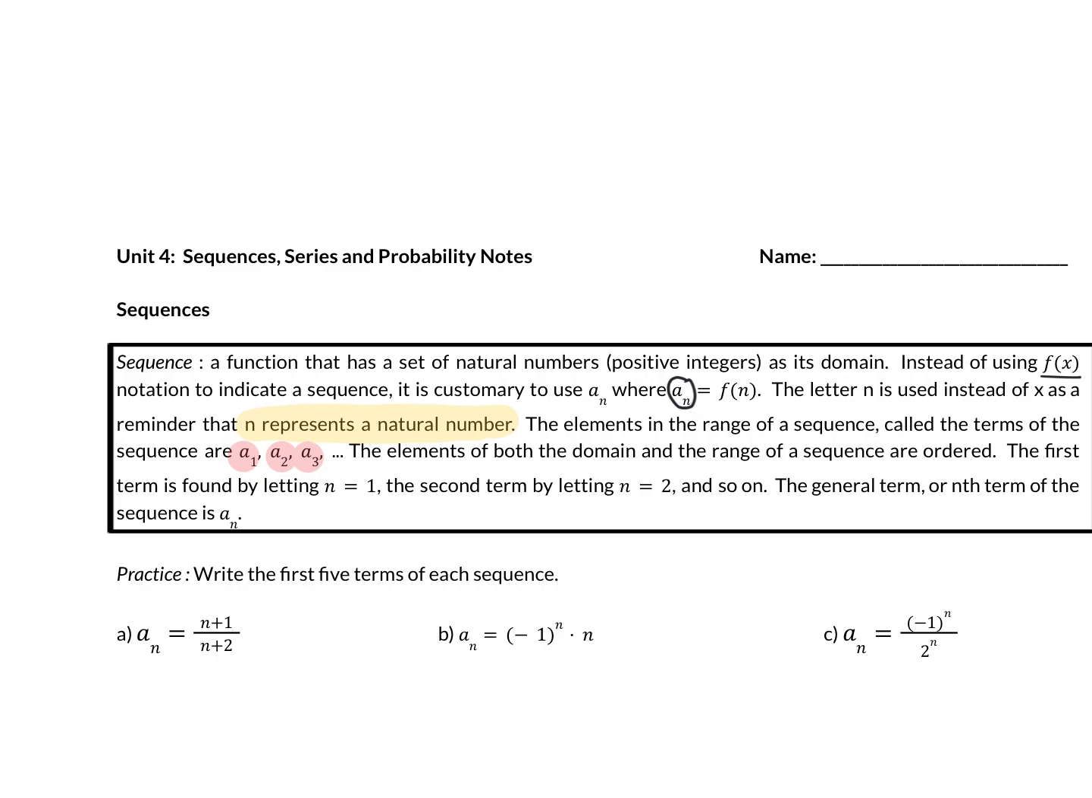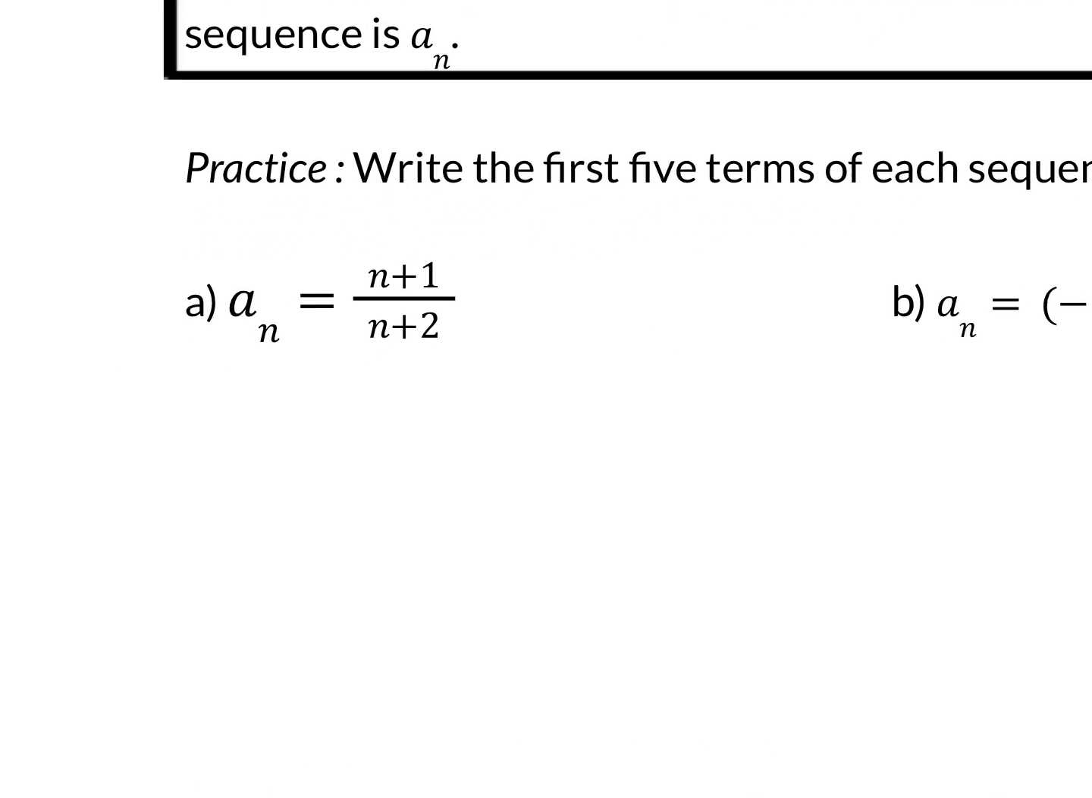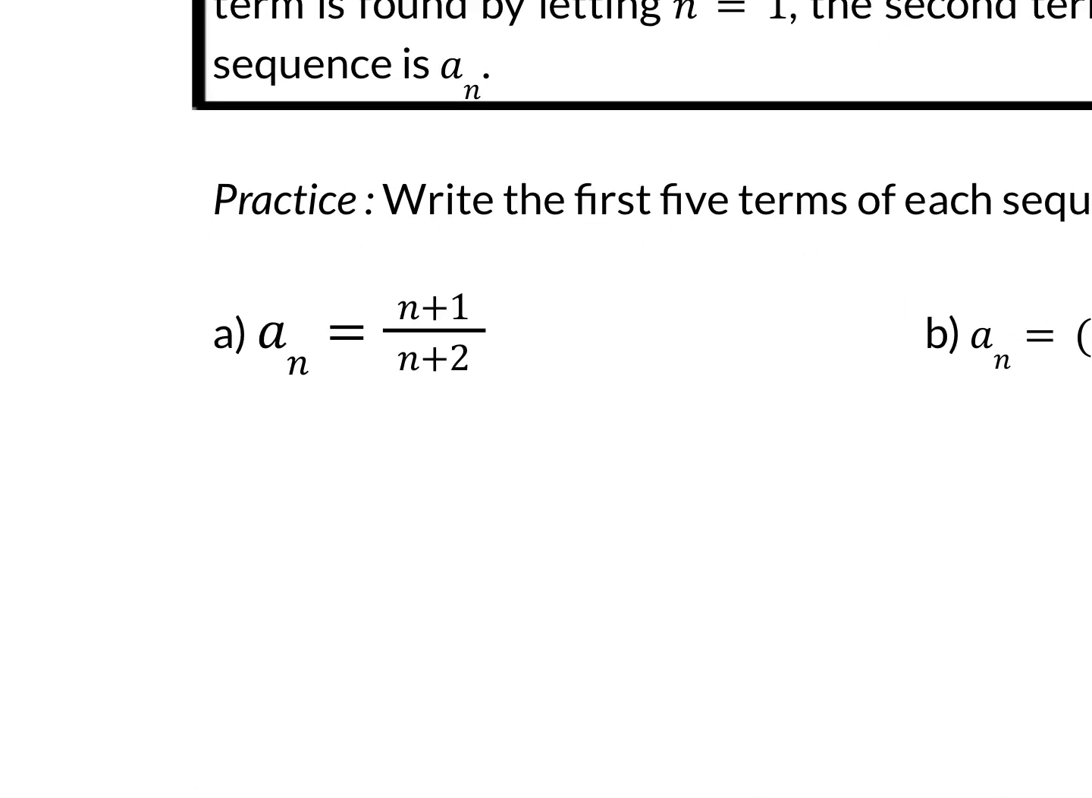All right, let's look at an example here. These first 3 are pretty straightforward. It says write the first 5 terms of the sequence. If I want to find the first term of the sequence, I'm going to let n equal 1. So it's just a sub 1 equals, plug in 1 where you see n. So I've got 1 plus 1 divided by 1 plus 2. We can simplify this, yeah? 1 plus 1 is 2, 1 plus 2 is 3. That's my first term in the sequence.